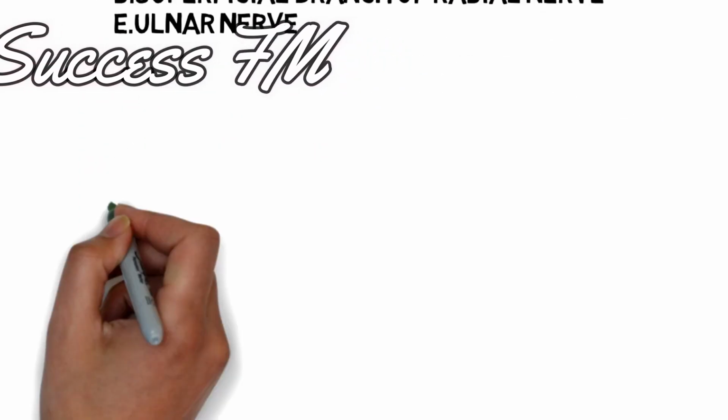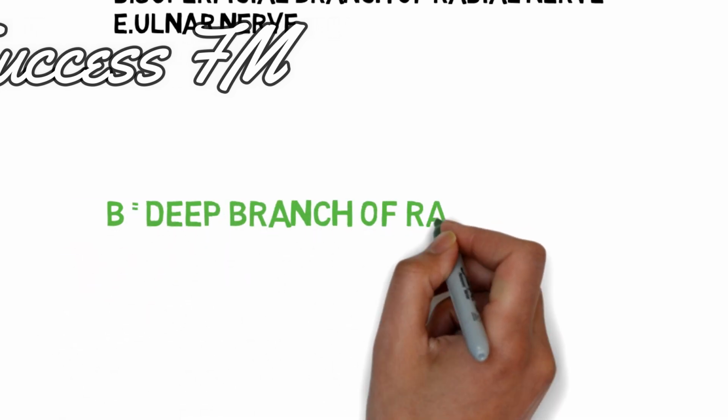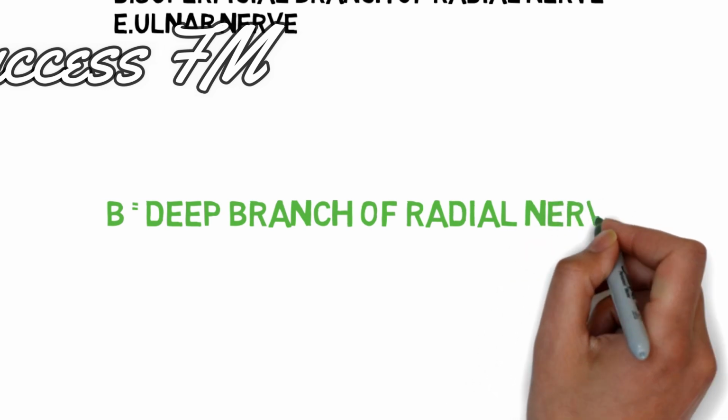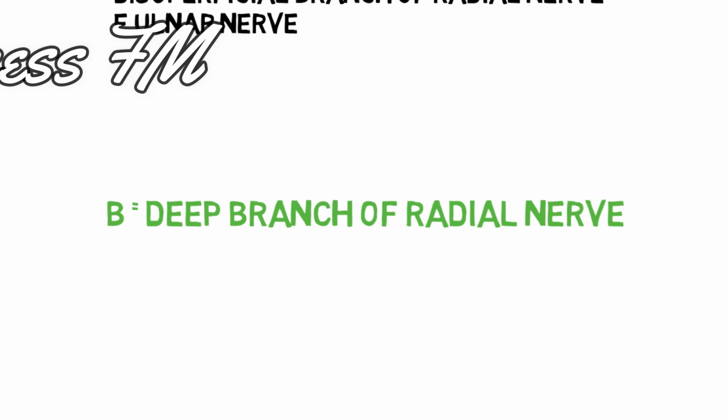The correct answer in this scenario is option B, which is deep branch of radial nerve, because it supplies the muscles moving the thumb and it also supplies the extensor pollicis longus.